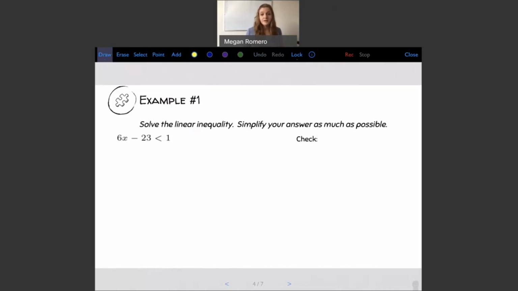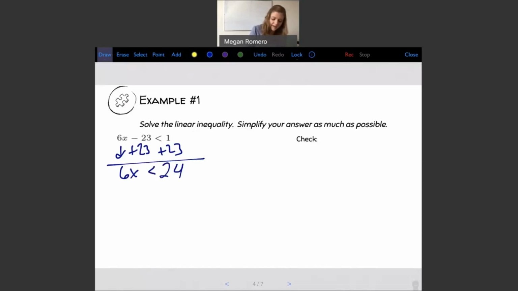So as we talked, solving linear inequalities is very similar to solving linear equations. We want to determine the solution set, meaning we want x by itself. So in this case, we'll start off with adding 23 to both sides. So we bring down the 6x. Negative 23 and positive 23 cancel out. We don't need to change our inequality sign, so it comes down as a less than. And 1 plus 23 is 24.